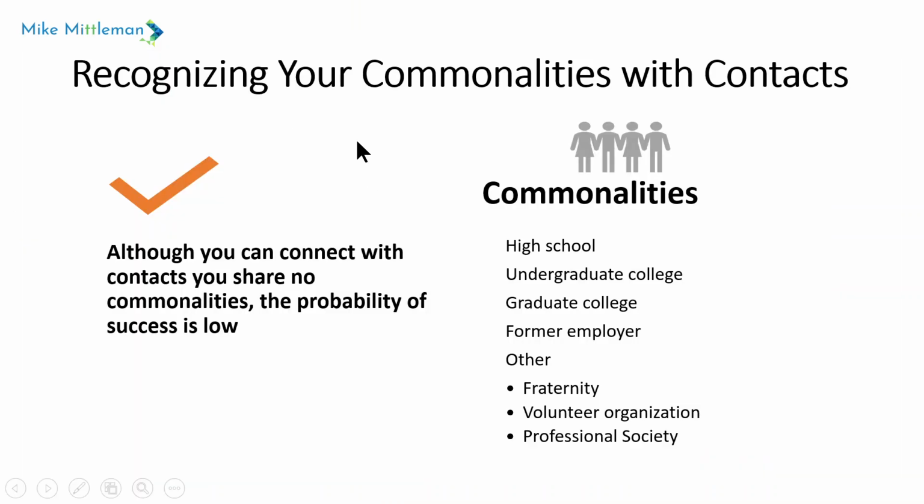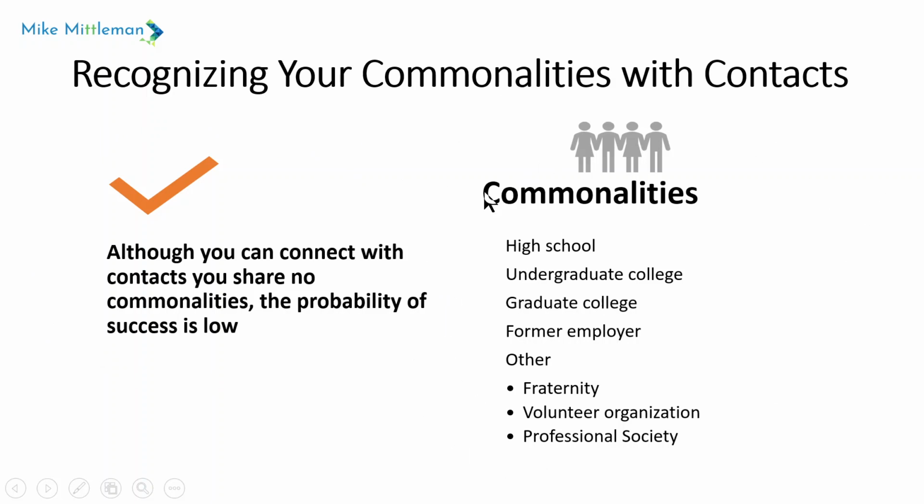Now, what are some of the commonalities that you might have with contacts? Well, the first question is, "Well, Mike, why do I have to use commonalities?" Well, the answer here is that although you can connect with anybody on LinkedIn, if you don't have any commonalities, the probability that they'll accept your invitation in my mind is less than 10%. And of those, probably less than 10% of 10%, or 1%, will actually give you a call. So I really find that you have to stress for those commonalities.